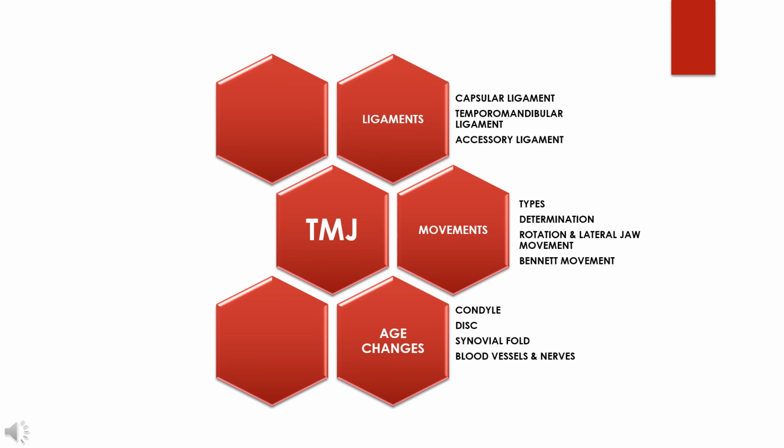First we saw about the ligaments of TMJ. There are three types of ligaments in TMJ, that is the capsular ligament or articular capsule, temporomandibular ligament or lateral ligament and the accessory ligament. The accessory ligament includes the sphenomandibular ligament and the stylomandibular ligament. Then we have seen about the movements of TMJ.